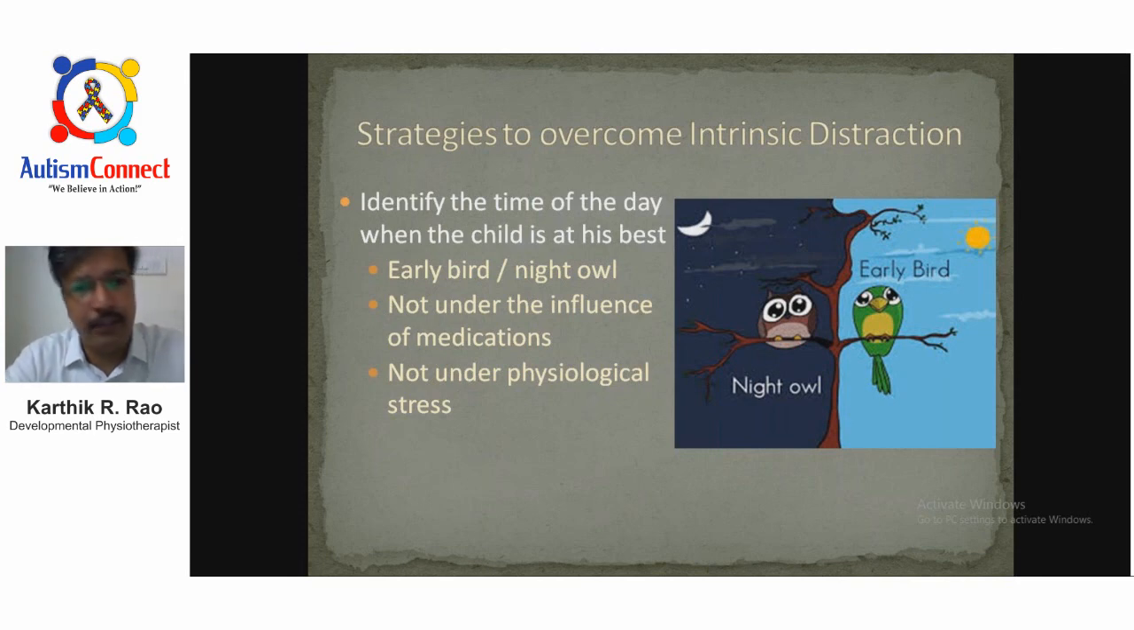The first thing that we have to do is identify the time of the day when the child is at his best. Some of us are early birds, some of us are night owls. The same applies to children with special needs. Some of them are active in the morning. They wake up at 4 in the morning, and some of them go to bed at night at 1 a.m., whether you call it morning or night, as late as that, right? So they'll be at their best at around 11 p.m., and for some children it's around 7 a.m., or it could be any time during the day.